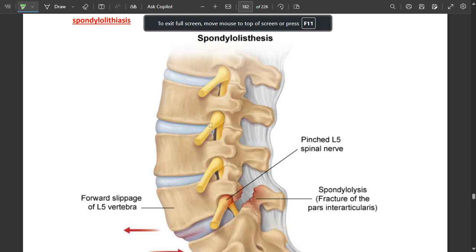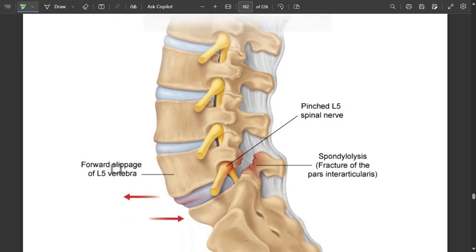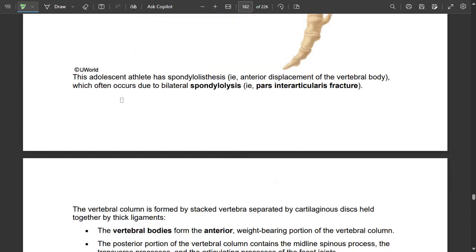Spondylolisthesis means a forward slip of one vertebra, so the upper vertebra slips over the lower one. In spondylolisthesis, a fracture of the pars interarticularis can occur, causing forward movement of the vertebra, and it can pinch the L5 spinal nerve as well. An adolescent athlete generally has the isthmic type of spondylolisthesis.